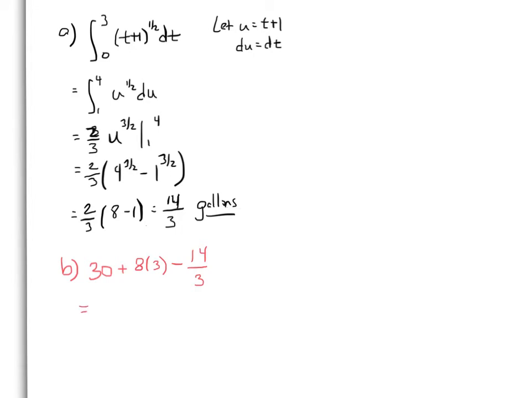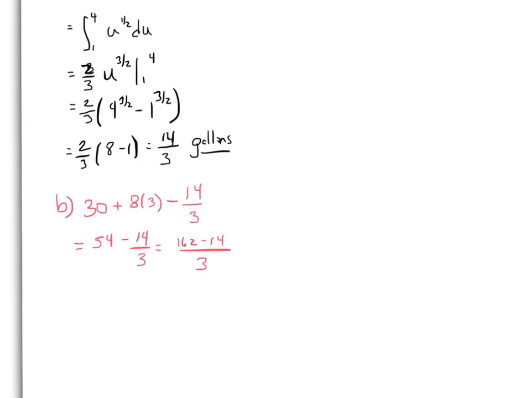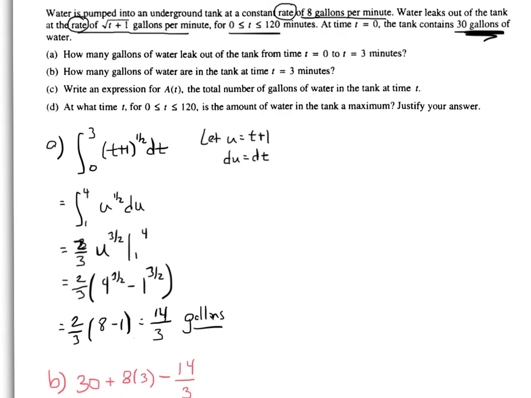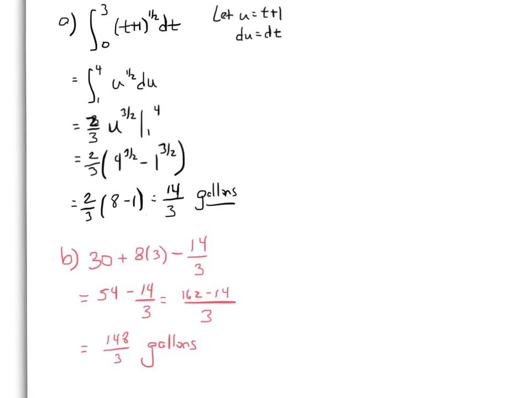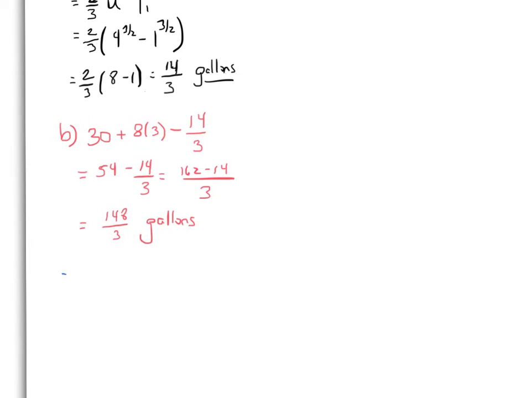So this is 54 minus 14/3. Need a common denominator. So we get 148/3 gallons. Part C, write an expression for A of t, the total number of gallons of water in the tank at time t. So part B kind of helps us out with that.